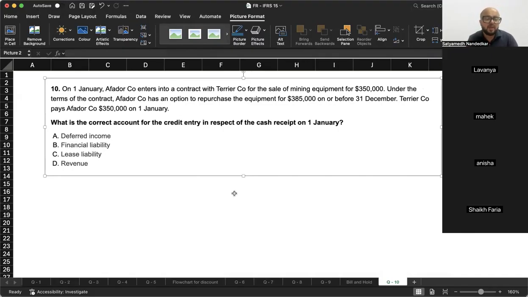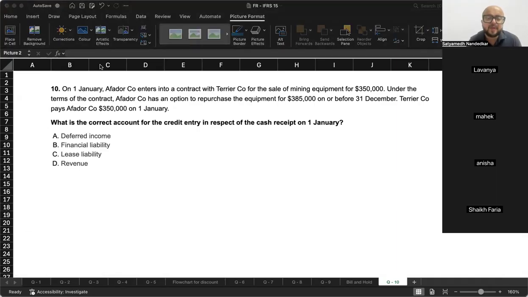On 1st of Jan, Afador company enters into a contract with Terrier for the sale of mining equipment for 3,50,000. Under the terms of the contract, Afador company has an option to repurchase the equipment for 3,85,000 on or before 31st of December. Terrier company pays Afador company 3,50,000 on 1st of Jan. What is the correct account for the credit entry in respect of the cash receipt on 1st of Jan? Deferred income, financial liability, lease liability, revenue.